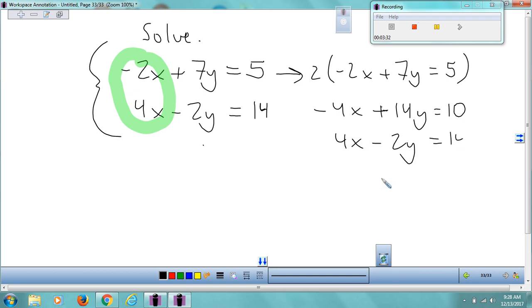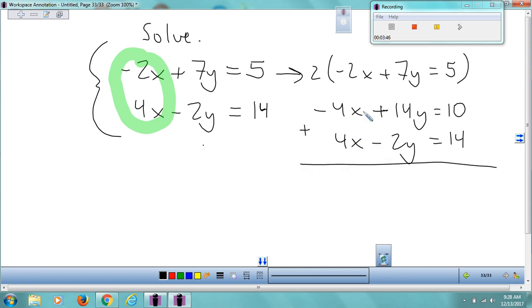And this is what you're going to find, is that sometimes you need to modify one or both of the equations so that you can accomplish this goal of eliminating one of the variables. So we just modified the top. Didn't even have to touch the bottom. Now I'm going to add them.